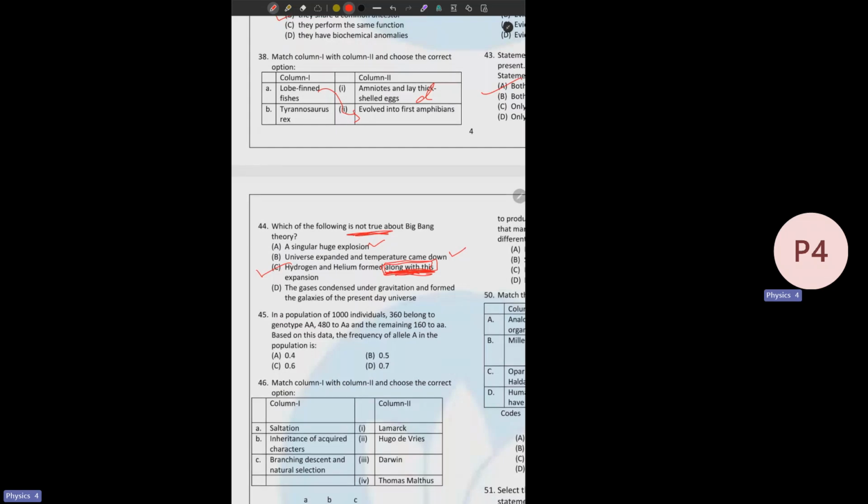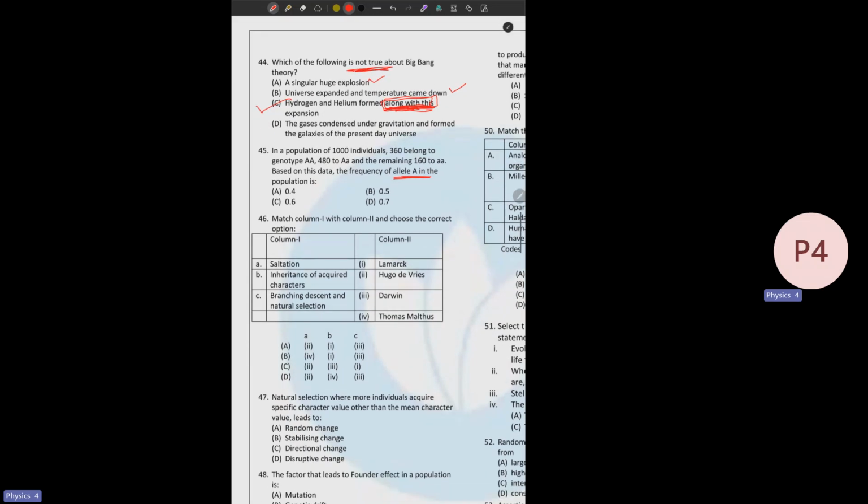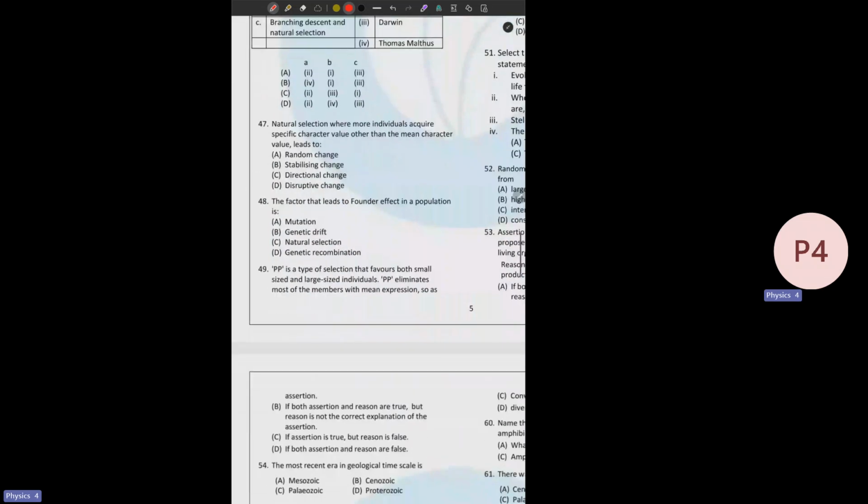In a population of 1,000 individuals, 360 belong to the genotype capital A capital A, 482 capital A small a, that is the heterozygotes, and the remaining 160 to small a small a, that is the recessive individuals. Based on this data, the frequency of allele A in the population is, we have to just find the allele A. Okay, we'll solve it over here.